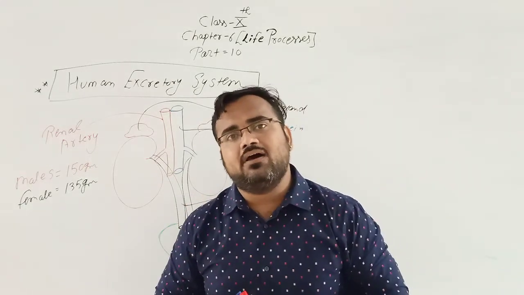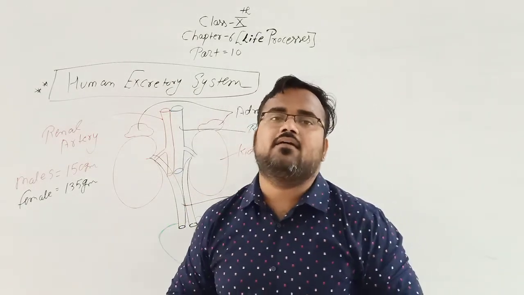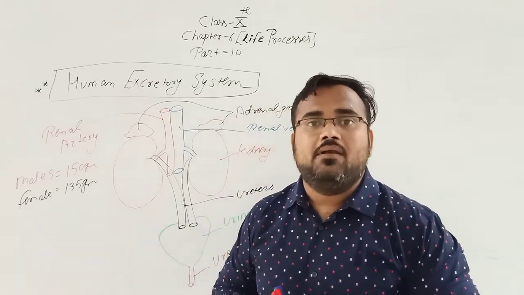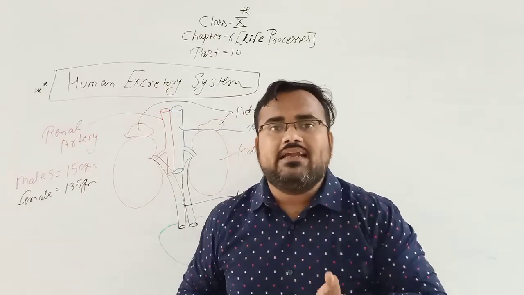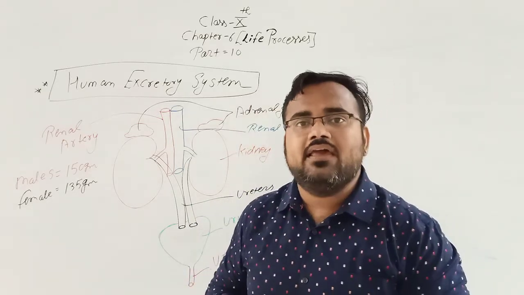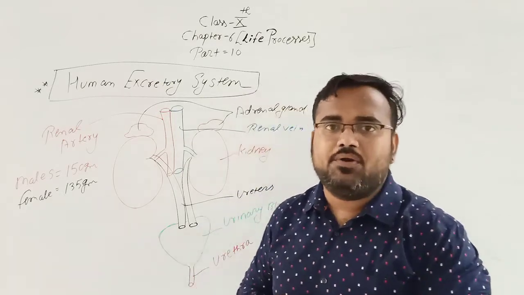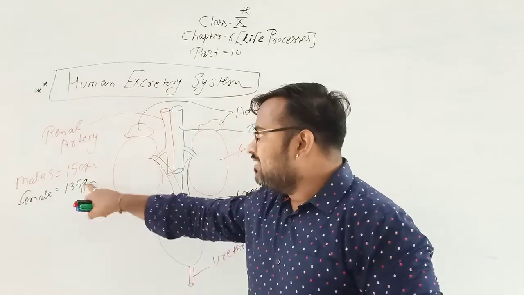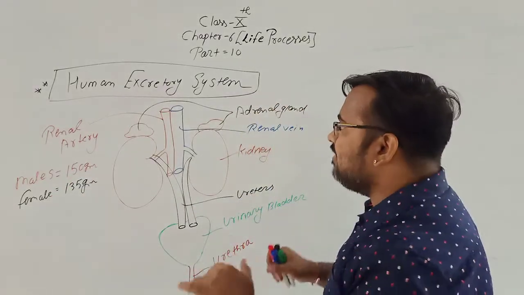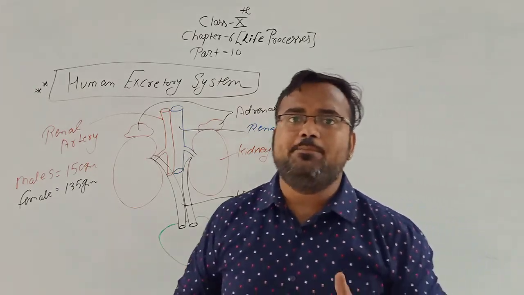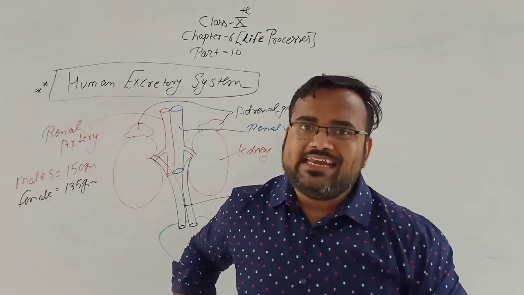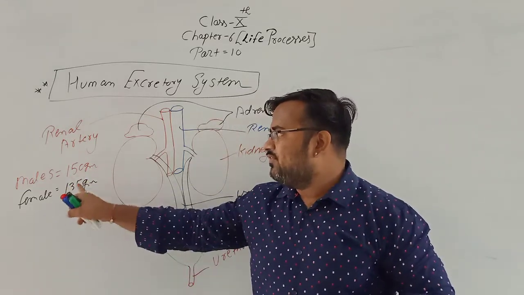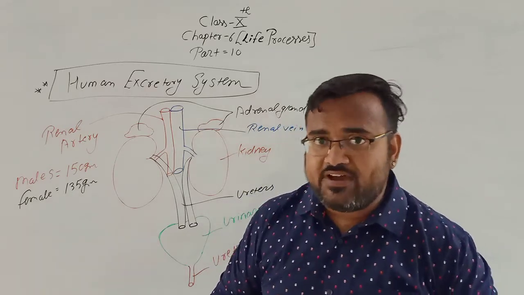If you remember, we have already discussed this in the case of lungs, right lung and left lung. Male lungs are slightly heavier as compared to female. Here also, in males it is 150 grams, in females it is 135 grams. So the kidneys are two in number, bean-shaped, the right kidney is slightly upper than the left, and the weight is 150 grams in males and 135 grams in females.